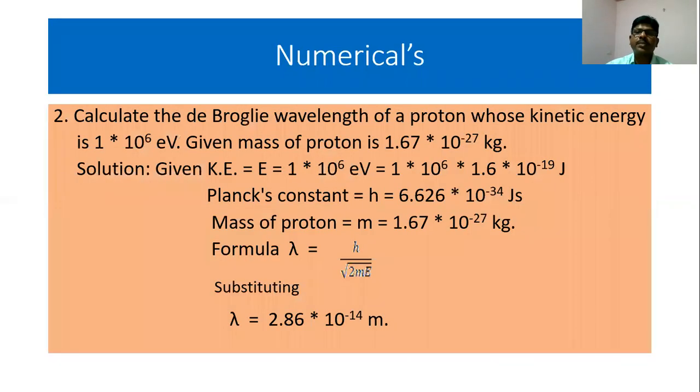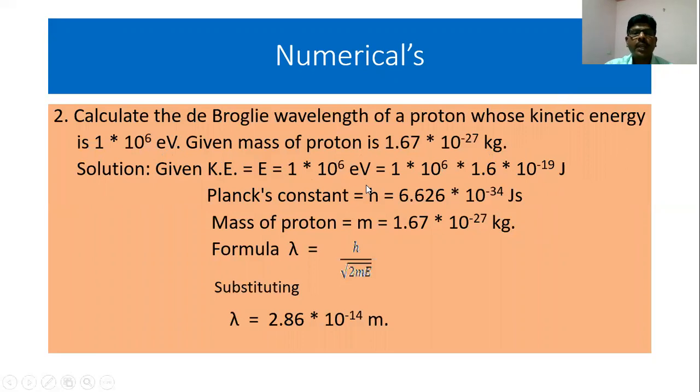Next, we can see the next problem. Calculate the de Broglie wavelength of a proton whose kinetic energy is 1 into 10 to the power of 6 electron volt, given the mass of proton is 1.67 into 10 to the power of minus 27 kg. So once again, what is given over here? Kinetic energy, we take it as E is equal to 1 into 10 to the power of 6 electron volt.